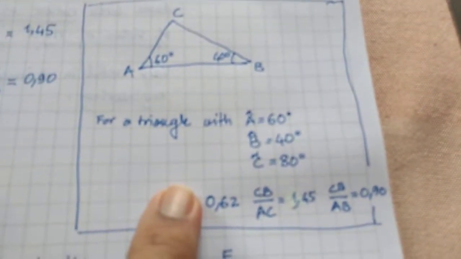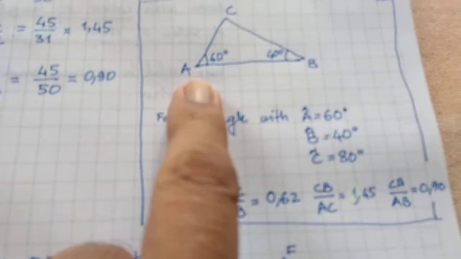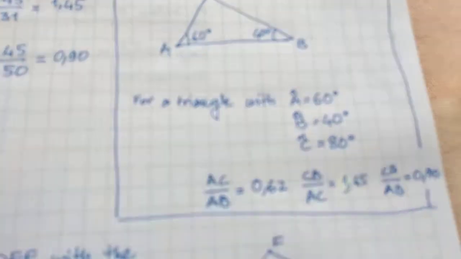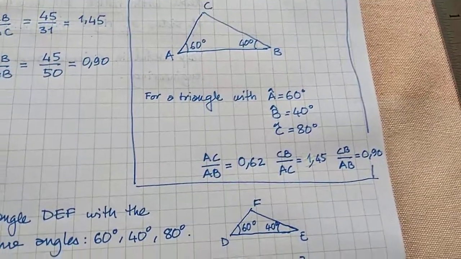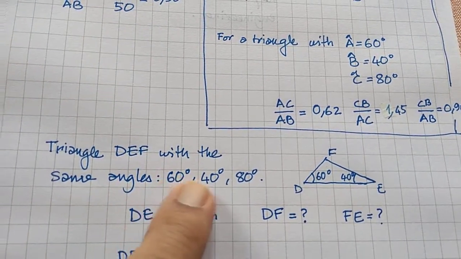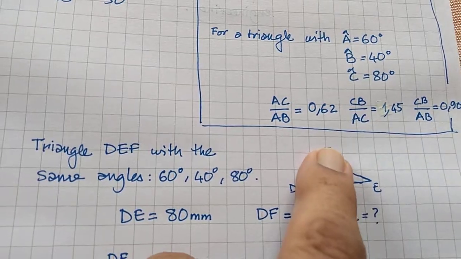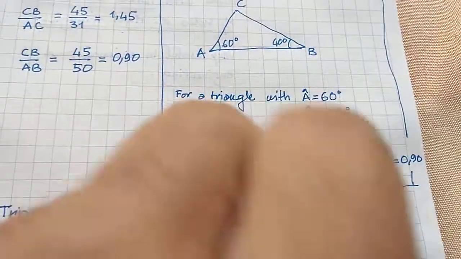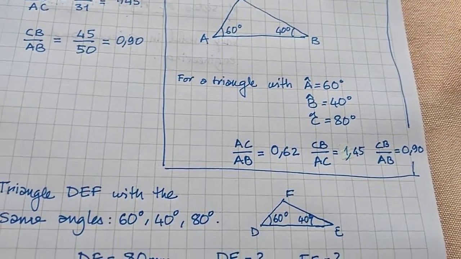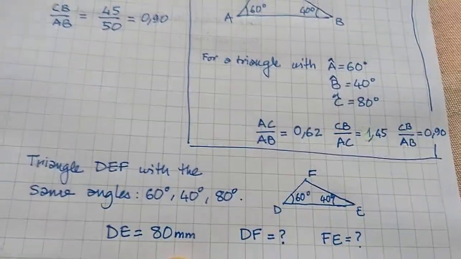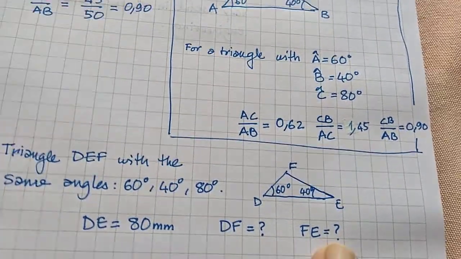Now it will be useful that if you are given any one side and these three angles, then you can calculate the other two sides. So let's take an example. I have a triangle DEF with the same angles 60, 40, 80, same as that. Just to keep it simple, I am not rotating it, just keeping it in the same orientation. And I say DE is equal to 80 millimeters.